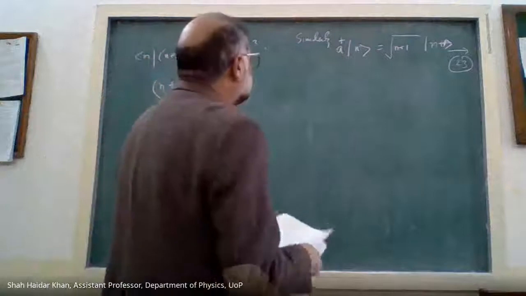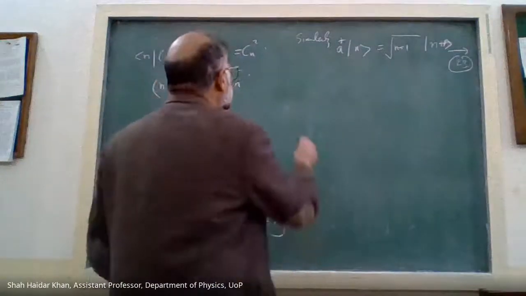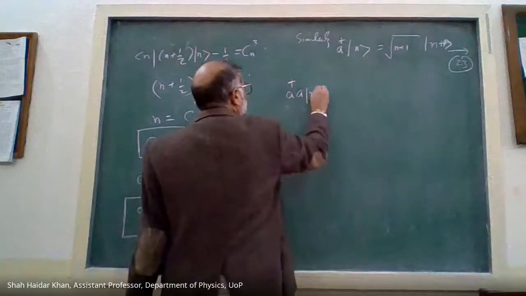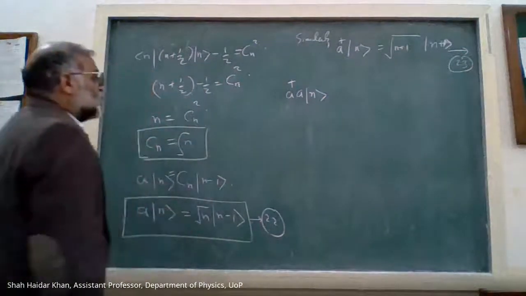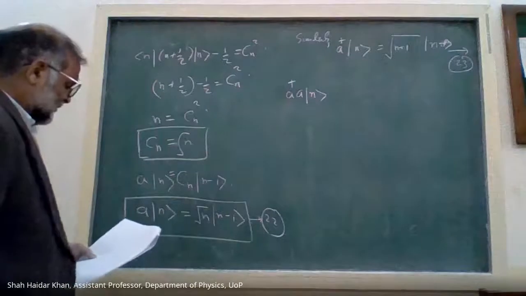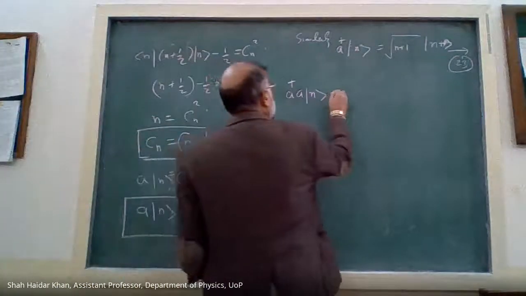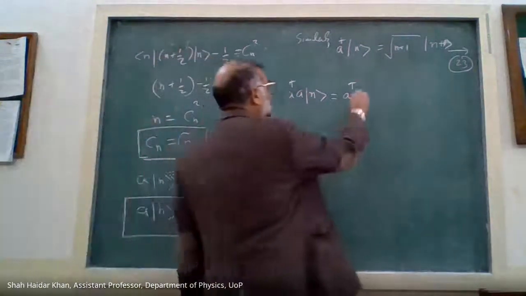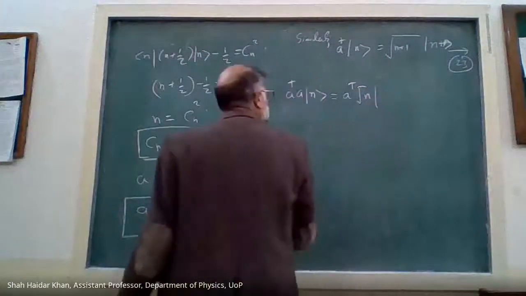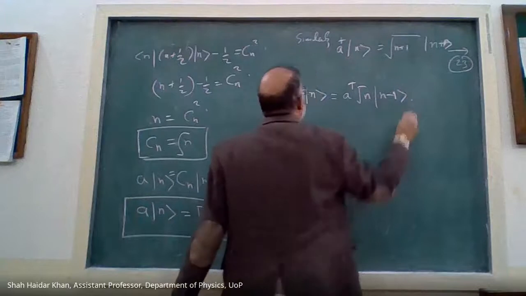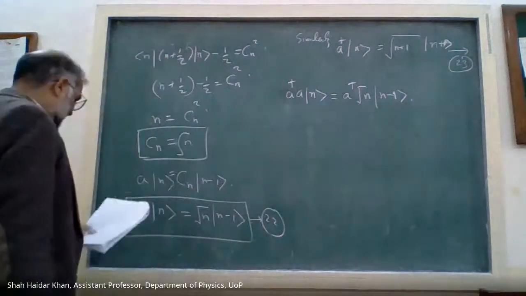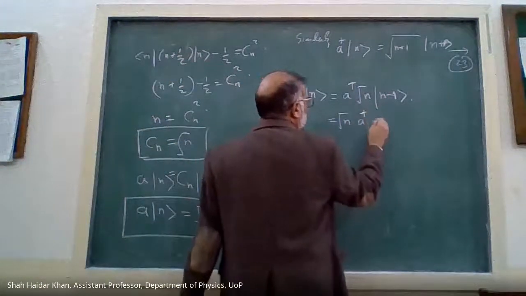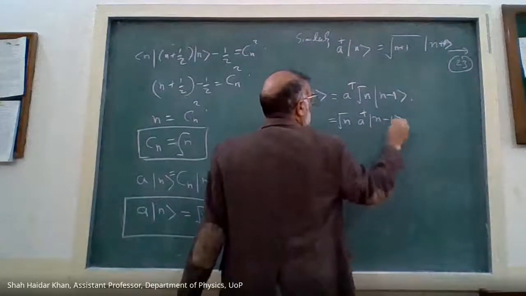So what we get, a Dagger into a into n, that is equal to a Dagger into square root of n and n minus 1. This will be equal to square root of n into a Dagger into n minus 1.